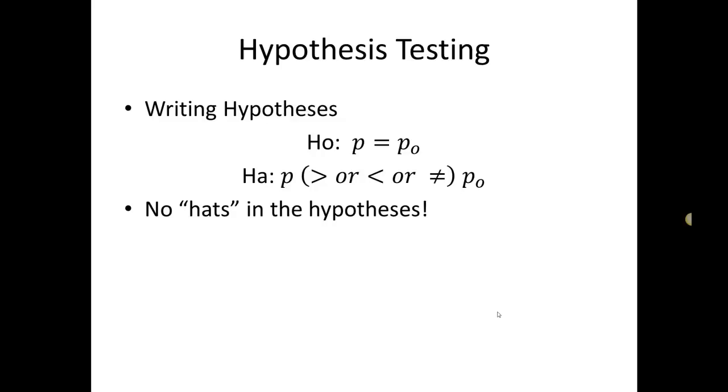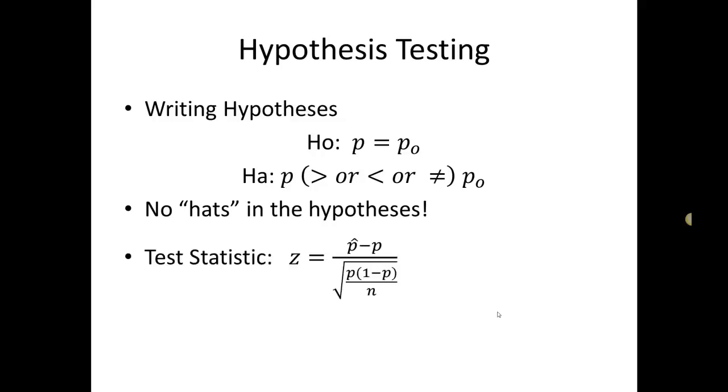When we're dealing with proportions, sometimes the distinction between the different symbols can be a little bit more tricky because they all seem to have a p in them. P, p hat, p naught, p star, p1, p2. So there's lots of p's to keep track of. So one thing I always try to remember to help me write the hypotheses, I just say no hats in the hypotheses, because the hats represent values from the sample and those would never be in your hypotheses.